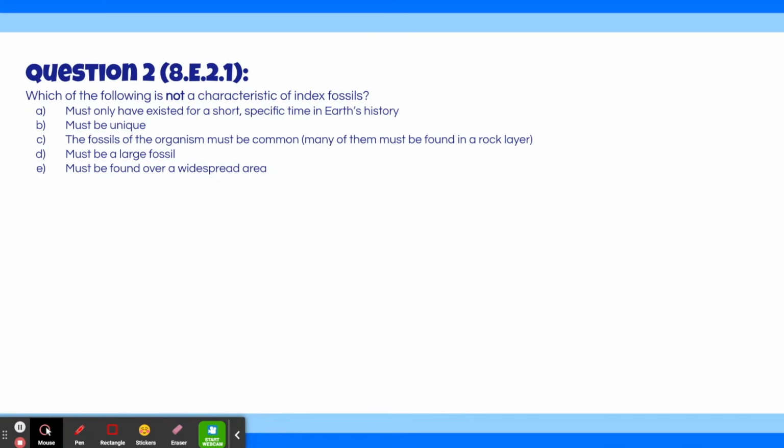Question 2. Which of the following is not a characteristic of index fossils? A. Must only have existed for a short specific time in Earth's history. B. Must be unique. C. The fossils of the organism must be common. D. Must be a large fossil. Or E. Must be found over a widespread area.